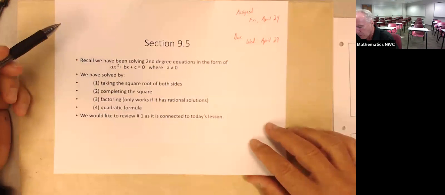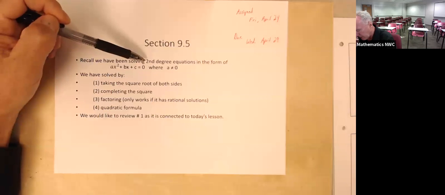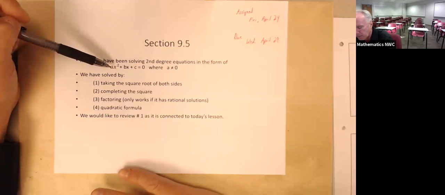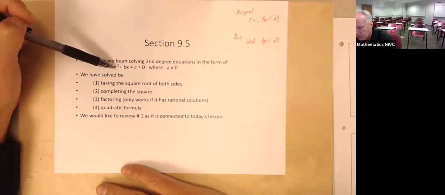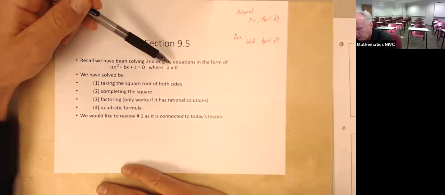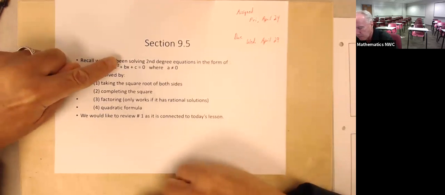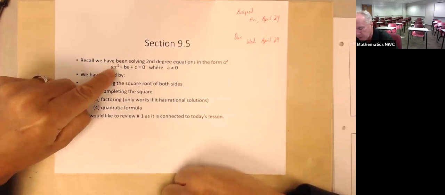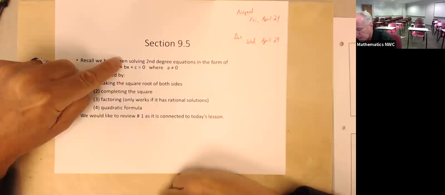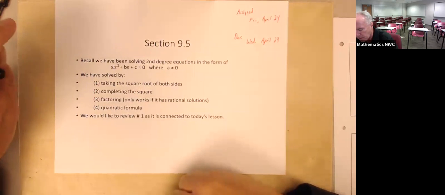Just a quick review of where we've been. Chapter 9 has been on second degree equations. That, again, you remember, is where I have an x squared or a y squared or an xy. The general form was ax squared, a could be any number, plus bx plus c equal to 0. Second degree is where this a does not equal 0, because if a was 0, that term would drop out, and it would be a linear equation, which we've solved before. So as long as a is not 0, that's some type of second degree equation.